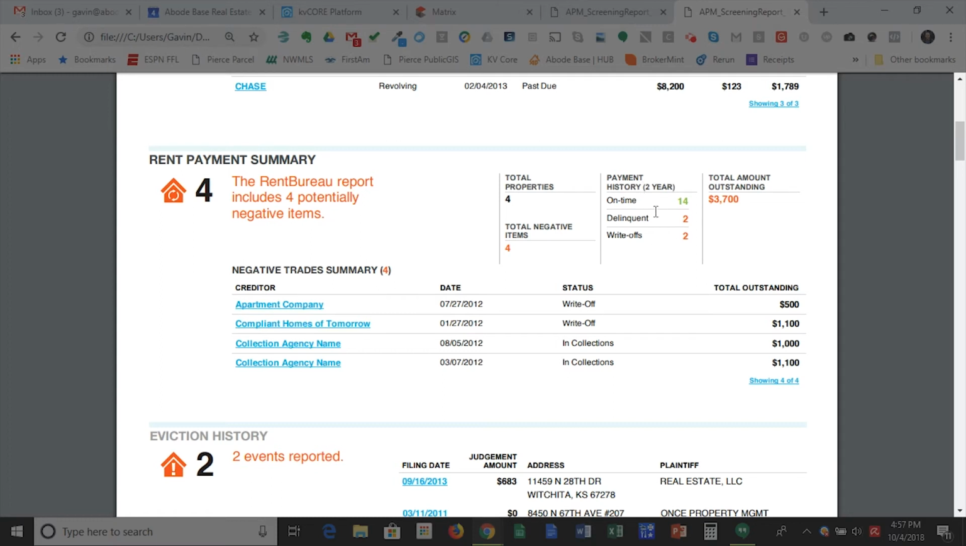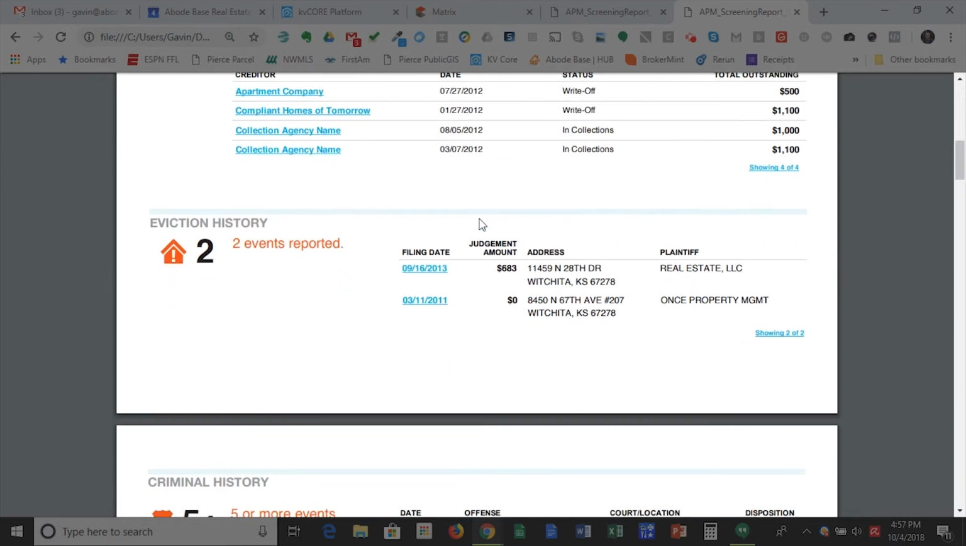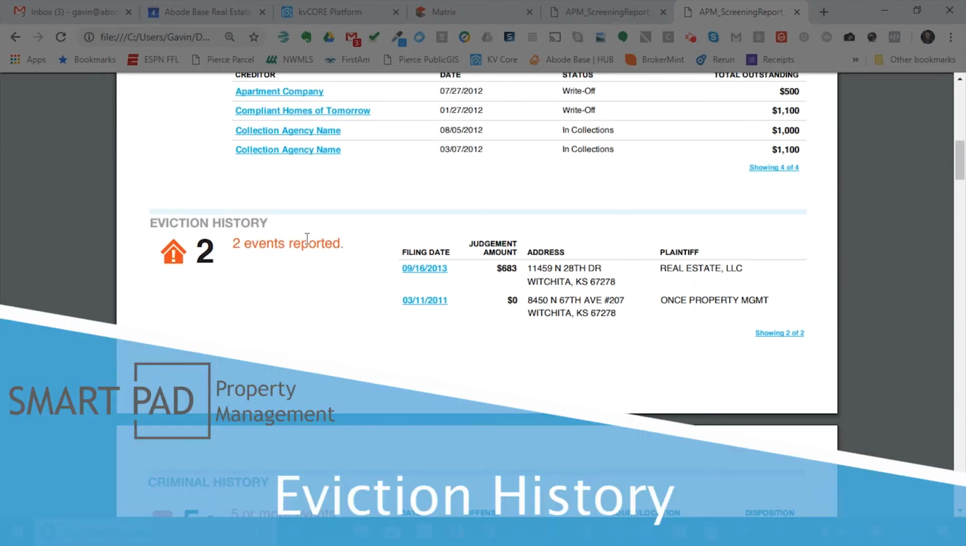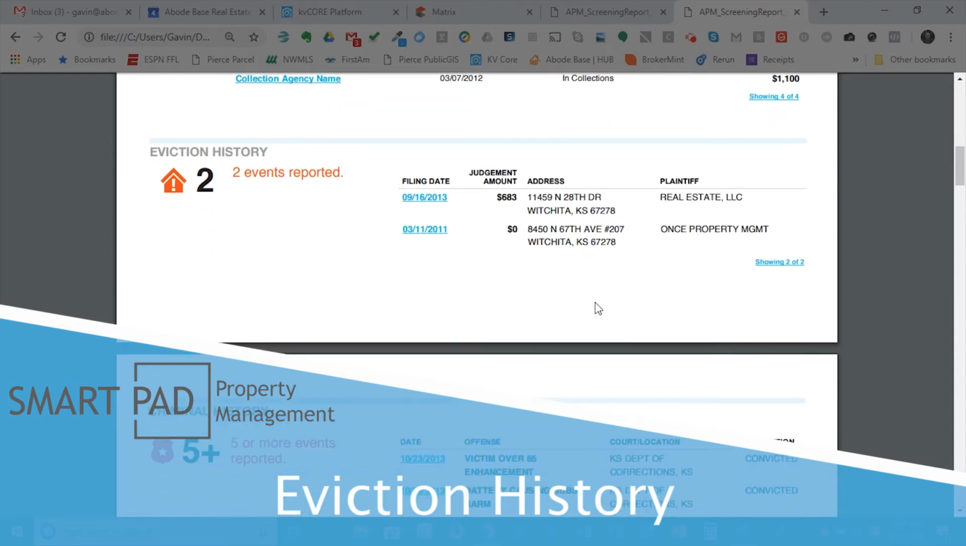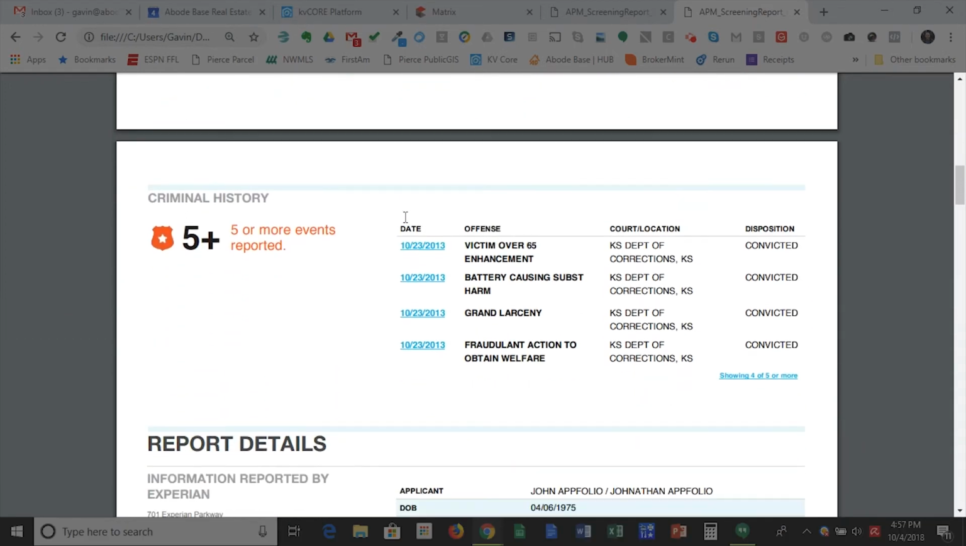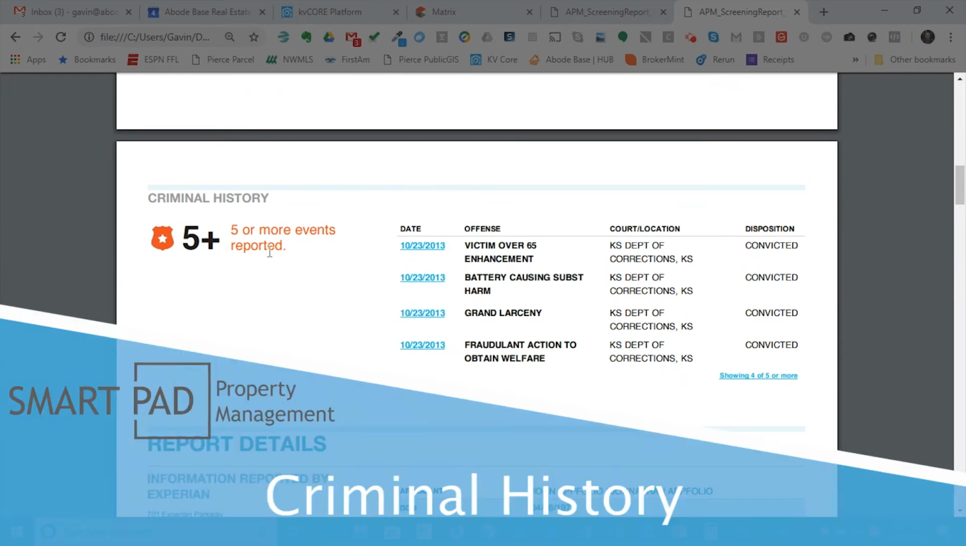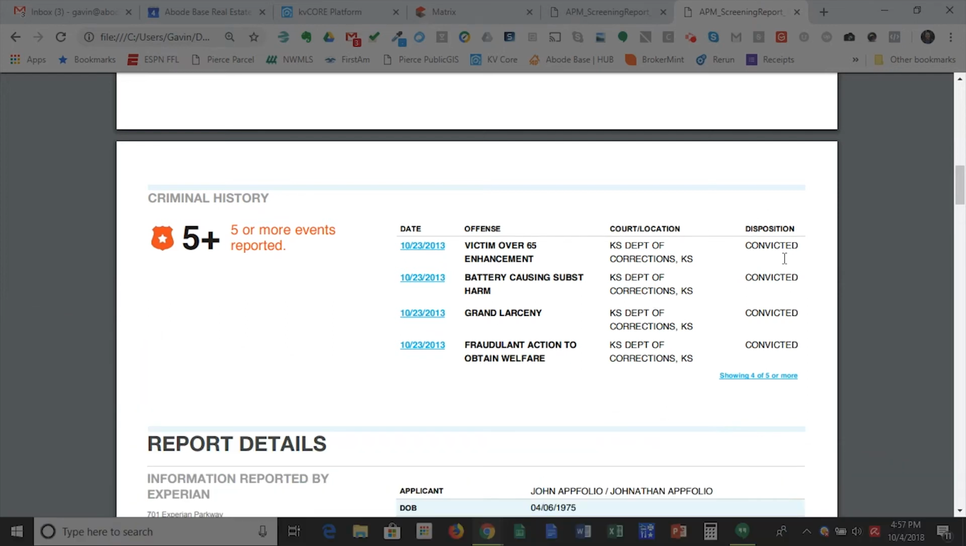So it shows us that this particular person had 14 on-time payments, 2 delinquents, and 2 write-offs. And then it goes into their eviction history. Mr. John Appfolio has 2 evictions in their record. From there, it goes into criminal history, telling us they have 5 or more reported events, when they happened, what the offense was, what the location is, and what the disposition is, were they convicted, etc.